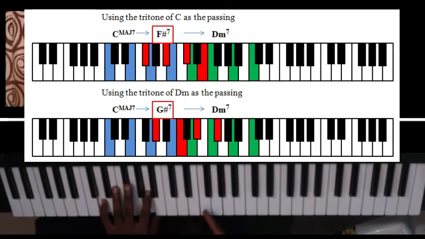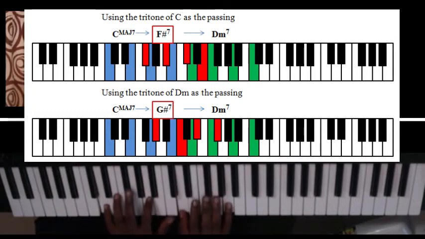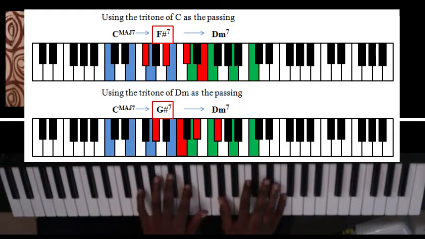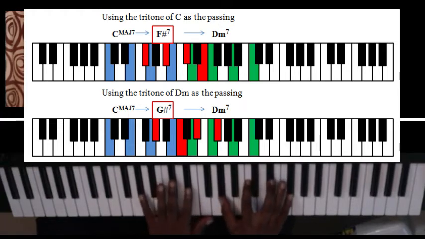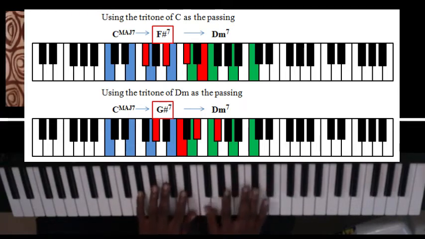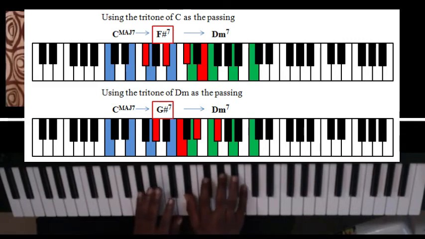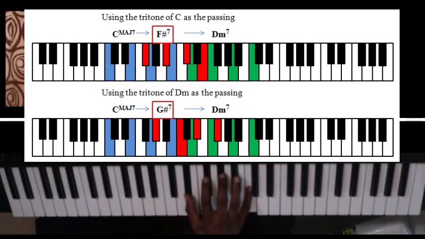We can also use the tritone of the chord you are adding to, which is D. The tritone interval of D is C sharp and G sharp. So we'll play the G sharp 7th. So this is G sharp 7. Then we'll play it in its inversion. So this is G sharp 7 in the 3rd inversion.